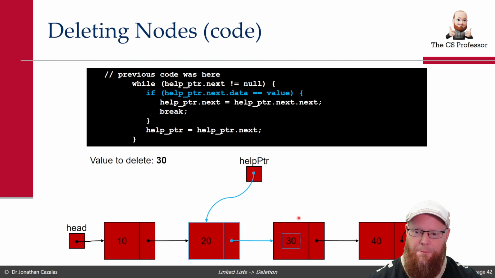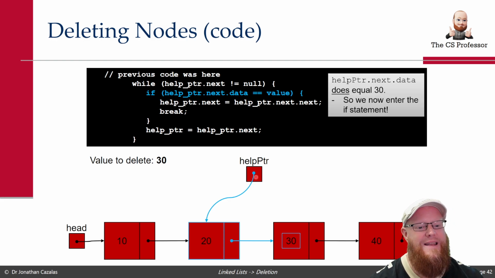But let's be very clear here. The goal was to delete 30. We found 30, but when we found 30, at that moment in time, where's help pointer pointing? Help pointer is pointing to the predecessor, the node that comes before 30. So when we want to delete 30, the traversal will stop, not at 30, but at the node before 30, which is the predecessor. And that should make sense because from that predecessor, we're going to make the connection to skip 30, to bypass 30, and point directly to 40.